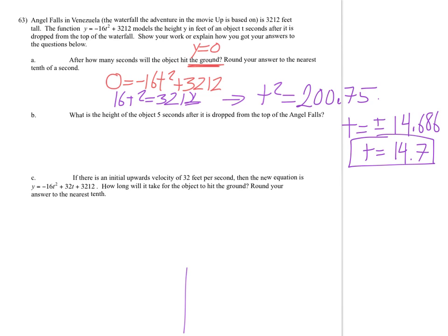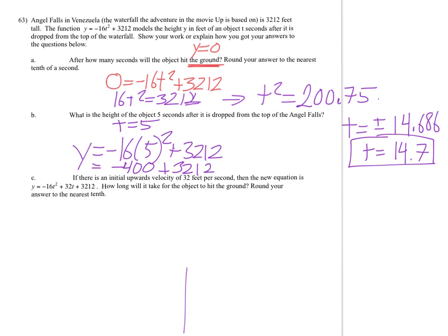What is the height of the object 5 seconds after it is dropped? In other words, when t is equal to 5. So y equals negative 16 times 5 squared plus 3,212. Okay, well 16 times 5 squared is going to be negative 400. So we got negative 400. And that's plus 3,212 is equal to 2,812 feet off the ground.